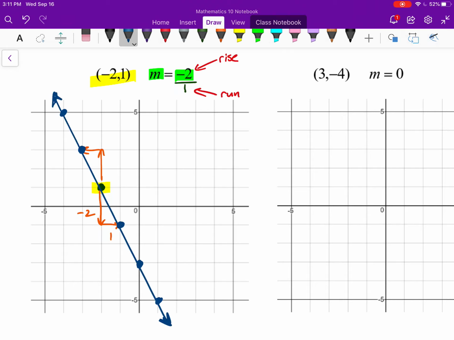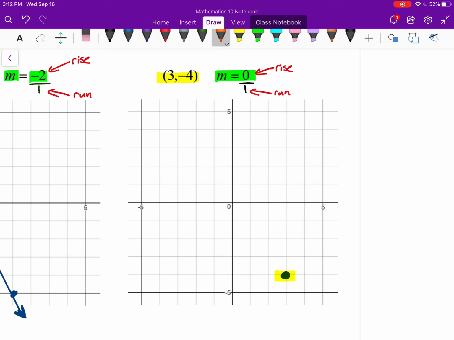What does a slope of 0 look like? Well, let's think about rise over run. I can make this look like a fraction by going 0 over 1, for example. And so I can see my rise is 0 and my run is 1. So what does that look like? Let's take my point. Let's go up 0. Well, that's pretty easy, I don't go anywhere. And let's go over 1. I got another point, right beside it.